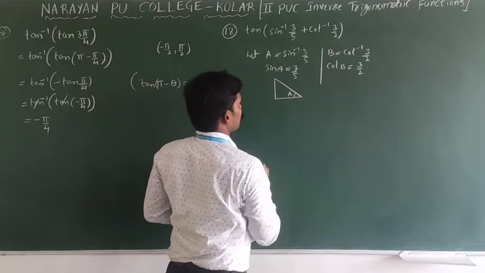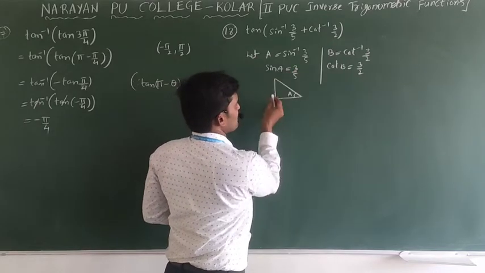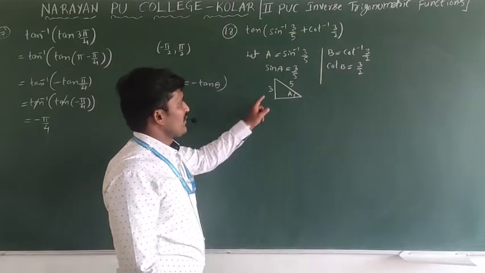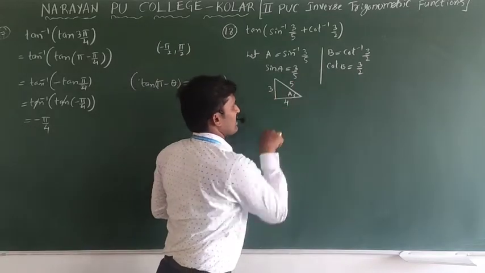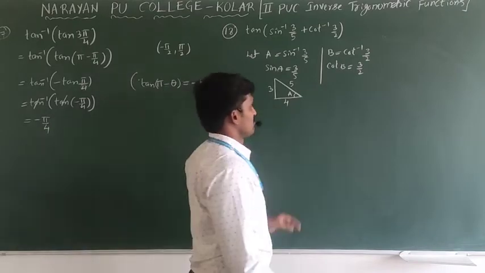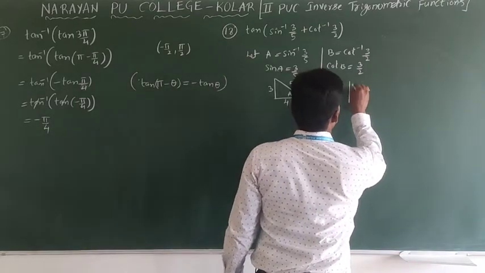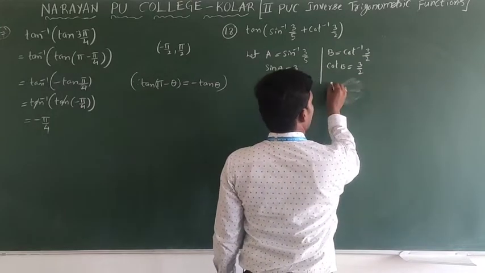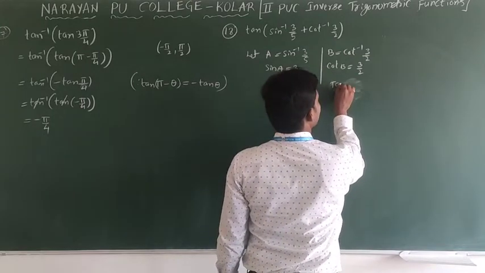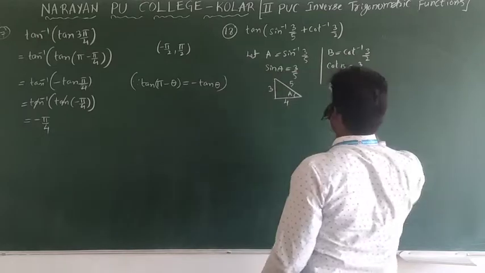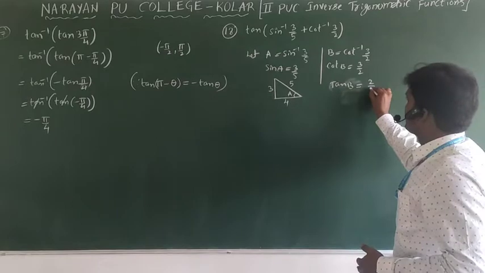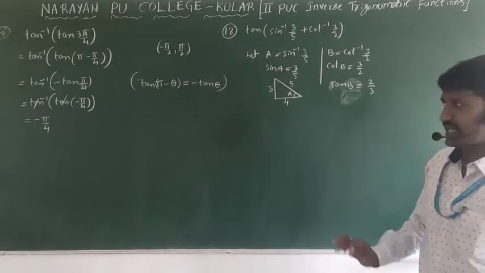Assuming this is angle A, for this, what is sine? Opposite by hypotenuse. And with 3 and 5, what is the adjacent value? 4. It's a known value. Coming to cot, we know cot B already. We can find tan B easily because the reciprocal of cot is tan. So 3 by 2 gives what? 2 by 3. Directly you will get it.